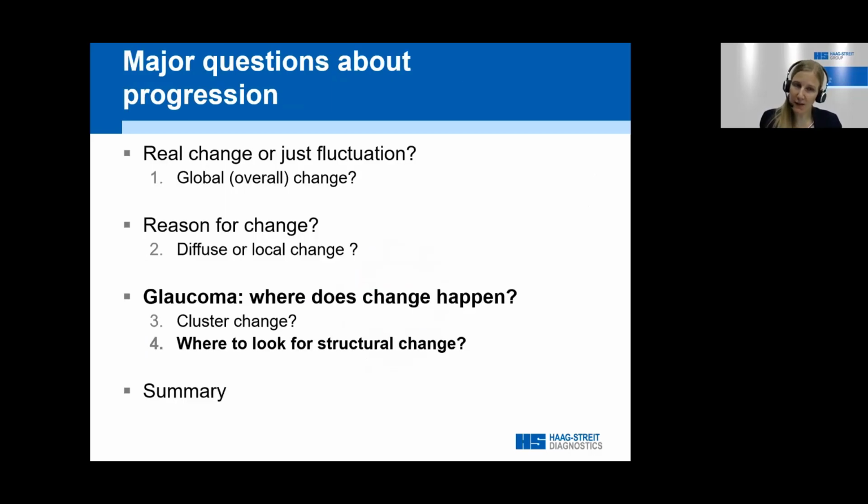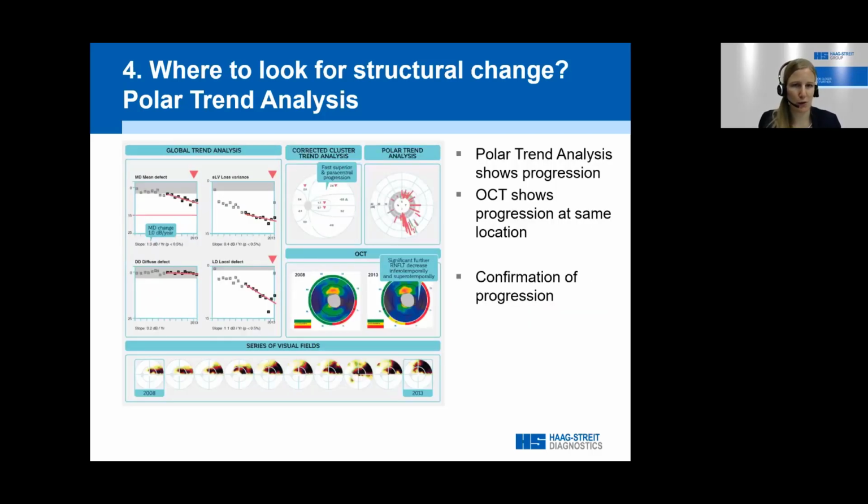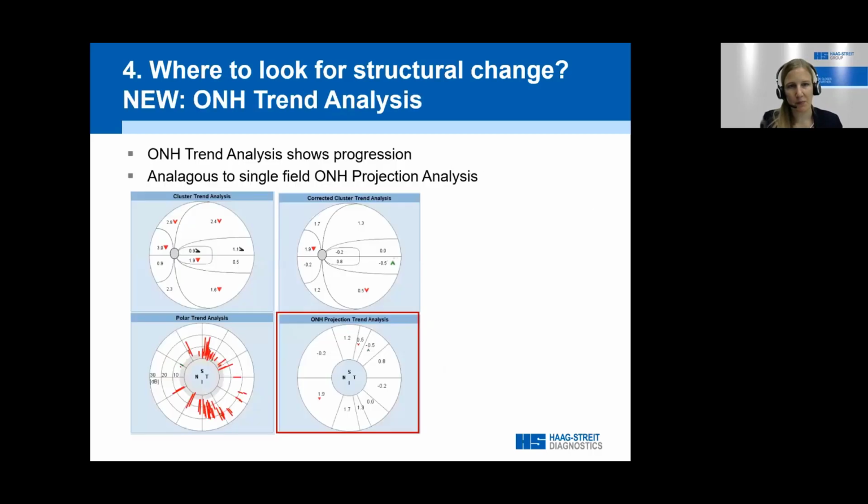And then just last, where the structural change happened, I introduced the polar analysis. We have the same thing for multiple fields, the polar trend analysis. That just allows you to see where to look for structural change. In this case here, you clearly see a lot of loss in the OCT and in the polar trend analysis, you see exactly the same location where this happens.